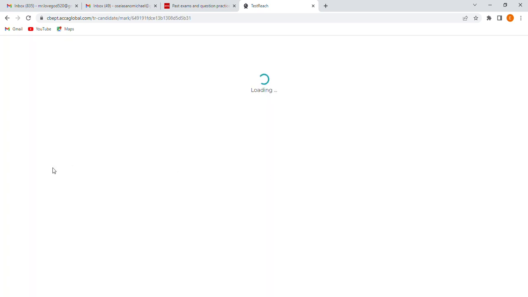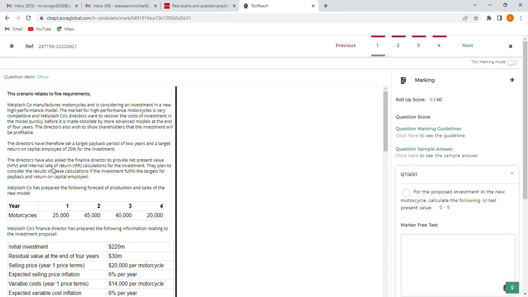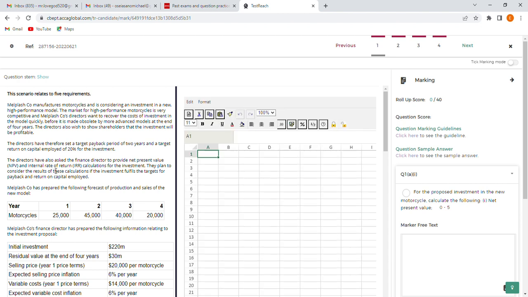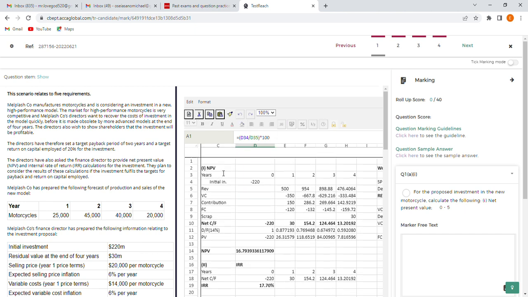Wait for it to load. Depending on your network and the type of machine you are using, will determine how fast it will load. So I'm using Samsung Core i5, so it's kind of fast a little, but I'm from Africa, so the internet is also very good. So we have our interface. And these are our answers. Everything we did is here.